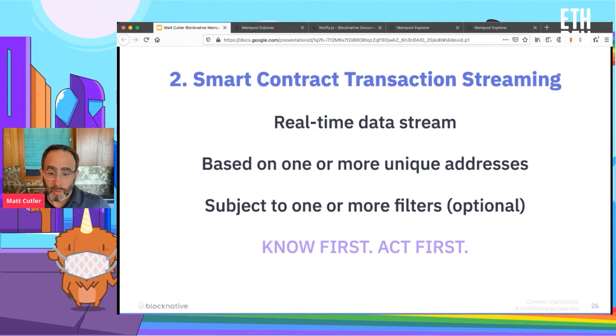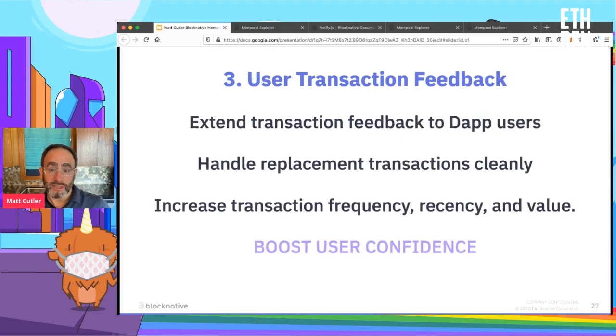Now, the third primitive I want to go into is to sort of generalize this, which is user transaction feedback. So now that you know what's going on with these transactions in the mempool, you can extend that capability directly out to end users, right? So you can inform your end users when there's pending transactions. You can inform your end users when their transactions are confirmed, but you can also inform your users if they get stuck, if they get dropped, if they get sped up or canceled.